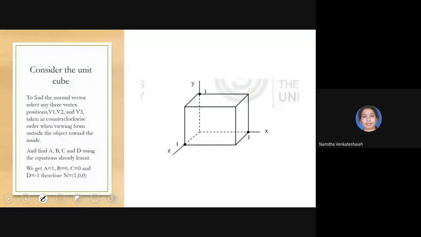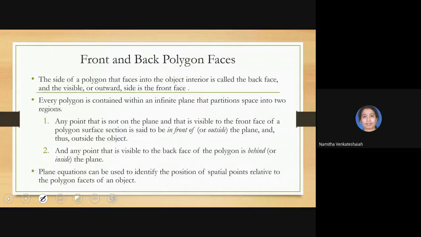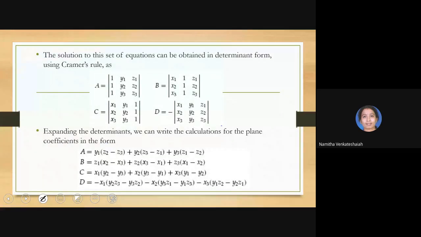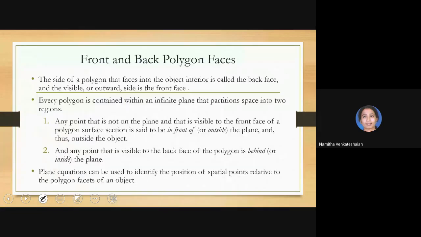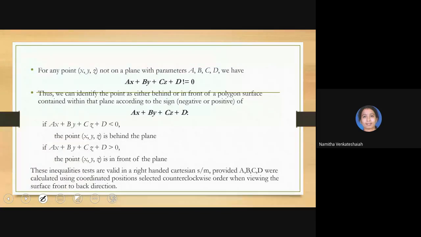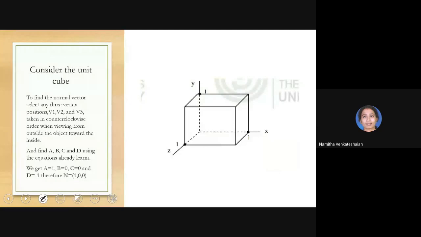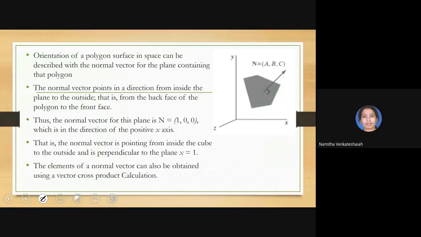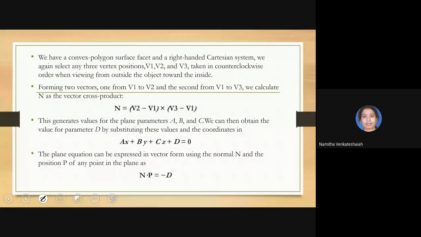We also came to know about the normal vector by finding A, B, C, D, using this particular equation, considering our view from towards the origin. Considering three counterclockwise vertices and putting them in this equation, we obtain the ABC values, and through these we get the normal vector. When you have the normal vector, you can even express the plane equation in vector form as n dot p equals minus d.